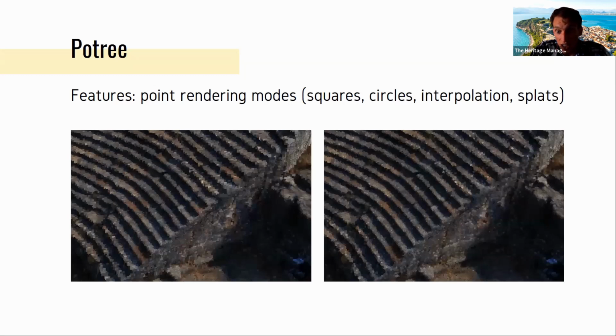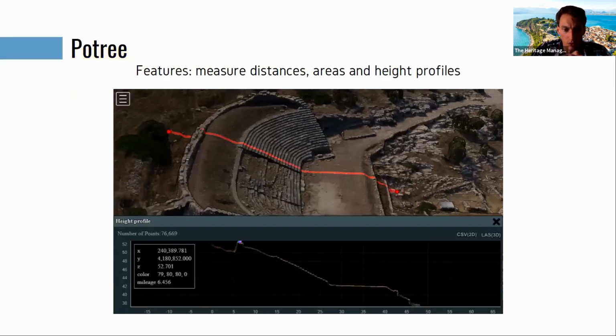Point rendering, once again: a point is just a 0D object in a 3D space, so initially it has no relation to other points. As soon as you give that 0D object a certain volume, you make it a square or a sphere, or you interpolate between these points, you can get a better understanding of the relations between points in your point cloud. And you can also play with these parameters in the Potree viewer.